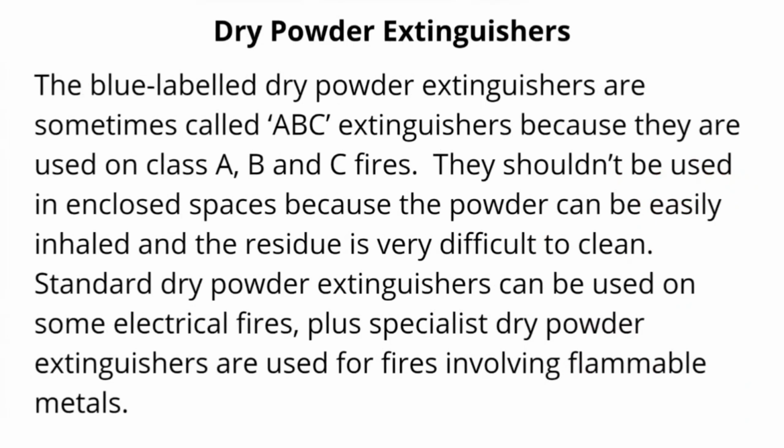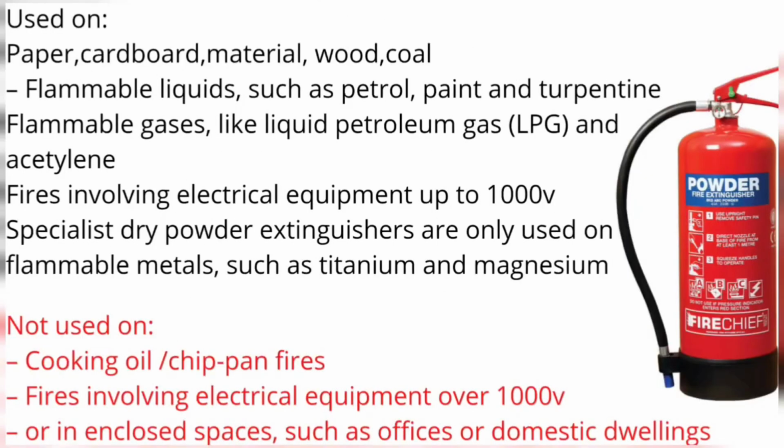Dry powder extinguishers. The blue labeled dry powder extinguishers are sometimes called ABC extinguishers because they are used on Class A, Class B and Class C fires. They shouldn't be used in enclosed spaces because the powder can be easily inhaled and the residue is very difficult to clean. Standard dry powder extinguishers can be used on some electrical fires, plus specialist dry powder extinguishers are used for fires involving flammable metals.